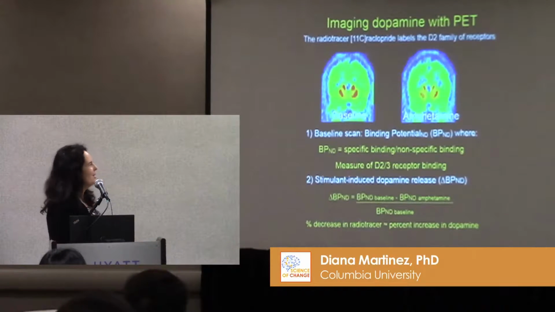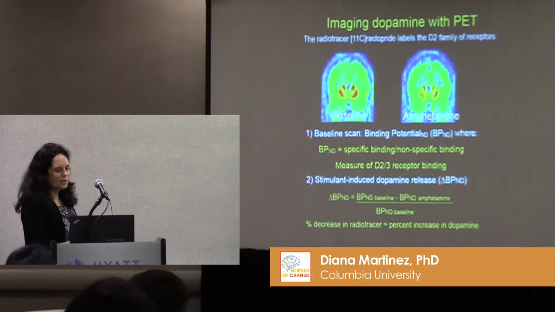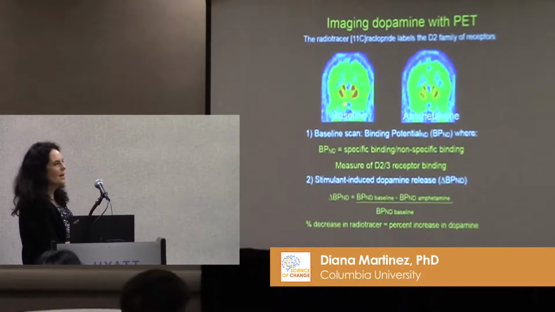So I'll start with some PET methodology. This is an example of a raclopride scan. This is raclopride binding to the D2 receptors. Our outcome measure is simply binding potential, or BPND, which is a ratio of specific binding here to non-specific binding of the radiotracer to other random proteins in the brain.